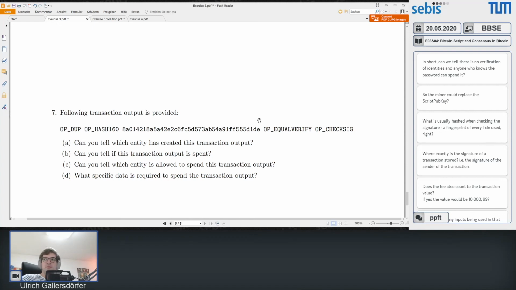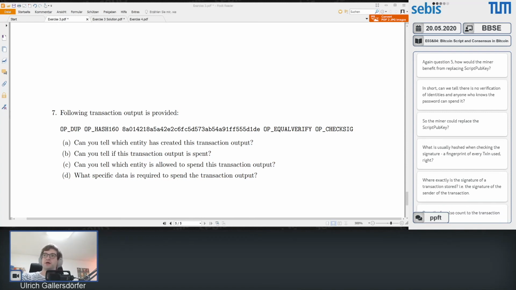Let's continue here. Maybe take a question from Tweetback. Back to question 5: how would the miner benefit from replacing the script pub key? That's again the question where Alice used the password in the transaction as the script pub key. The miner would benefit from that because he could steal the money. So instead of Alice paying Bob, the miner could say, okay, Alice is now paying me. And obviously, as an economically rational miner, you would say, okay, free money is good money, and now it's mine. So that's the reason the miner would do this.